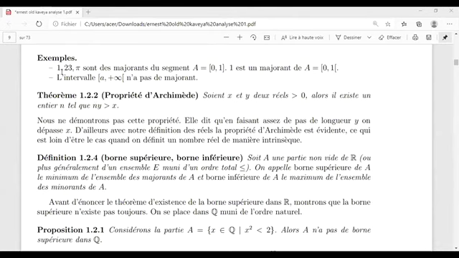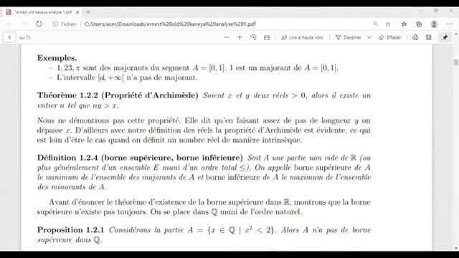Bon, okay, an exemple, we've got 1, 2, 3, pi. Ce sont des majorants du segment 0, 1, because 1, 2, 3 belongs to this set that we have here. A est un majorant de A. So in this case, we have an open set 0, 1. So we're saying 1 is a majorant of this type of set that we have here.